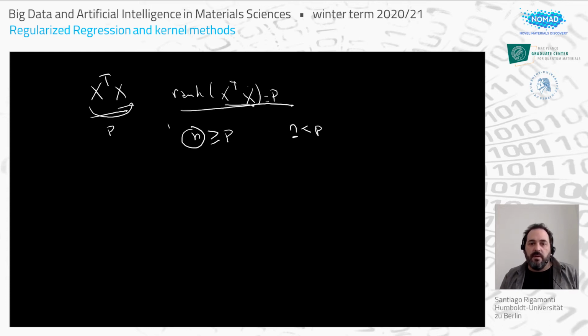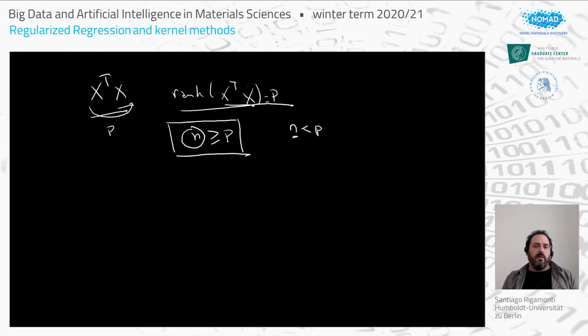Therefore, this brings quite a strong limitation on the problems that we can actually deal with, because it means that we always need to have more data than input variables. So this is a problem.